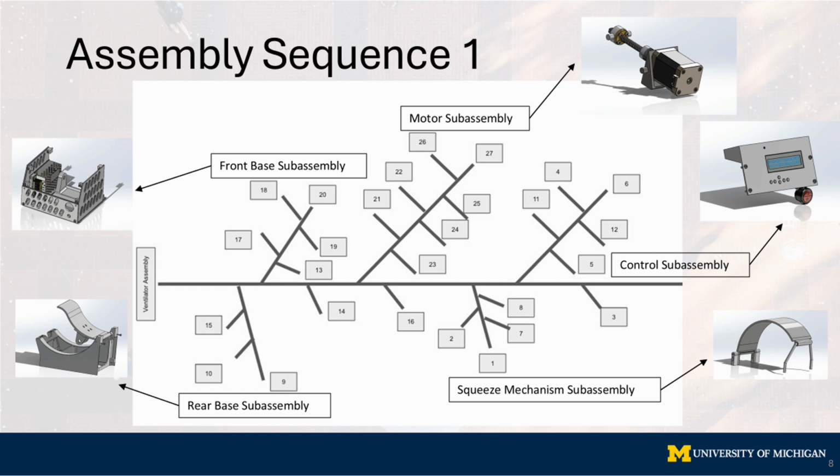For the first sequence, we tried to combine parts that interacted and made separate subassemblies. Moving from left to right, the first subassembly is the rear base. The rear base is then connected to the front base. Once those are assembled, the motor assembly can be added, followed by the squeeze mechanism subassembly. Finally, the control assembly is added last.